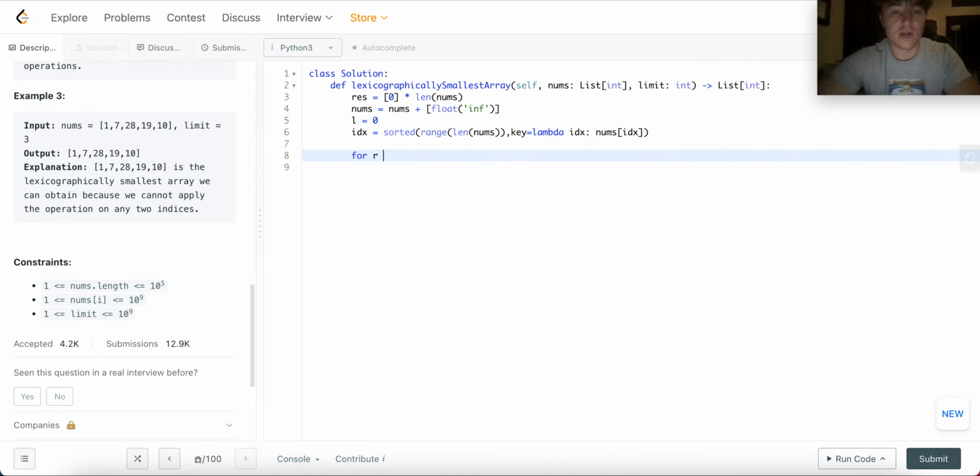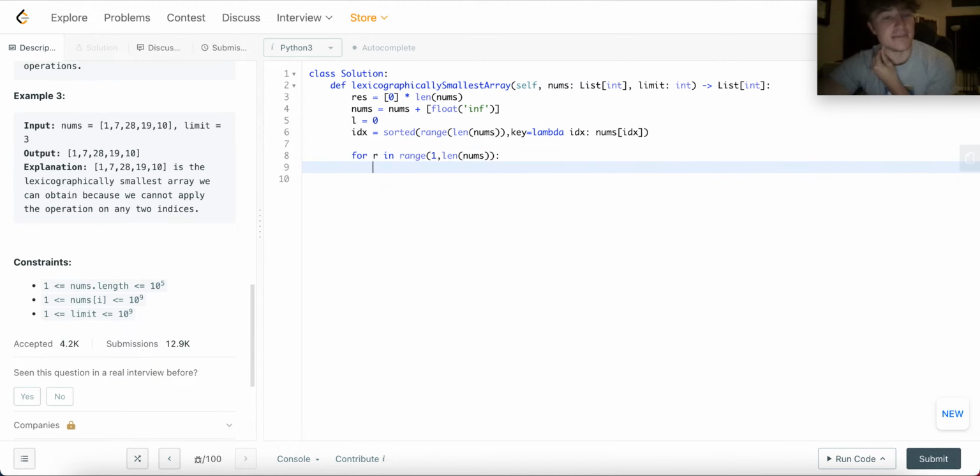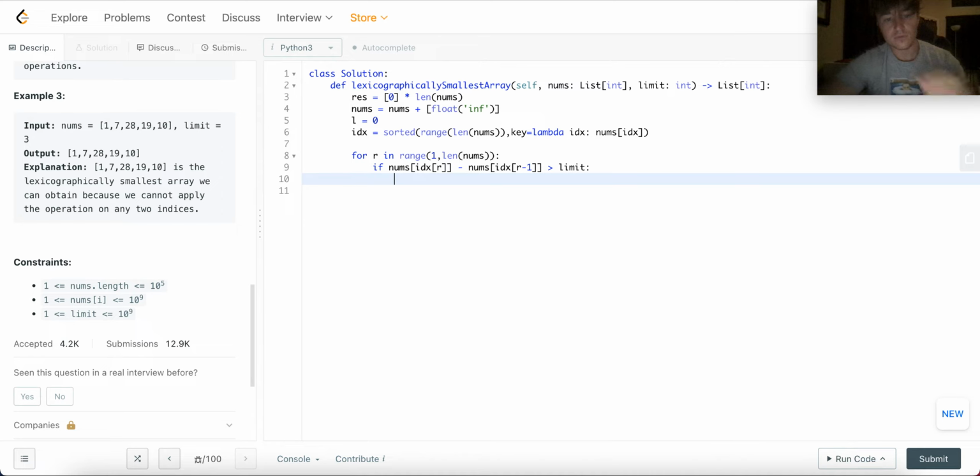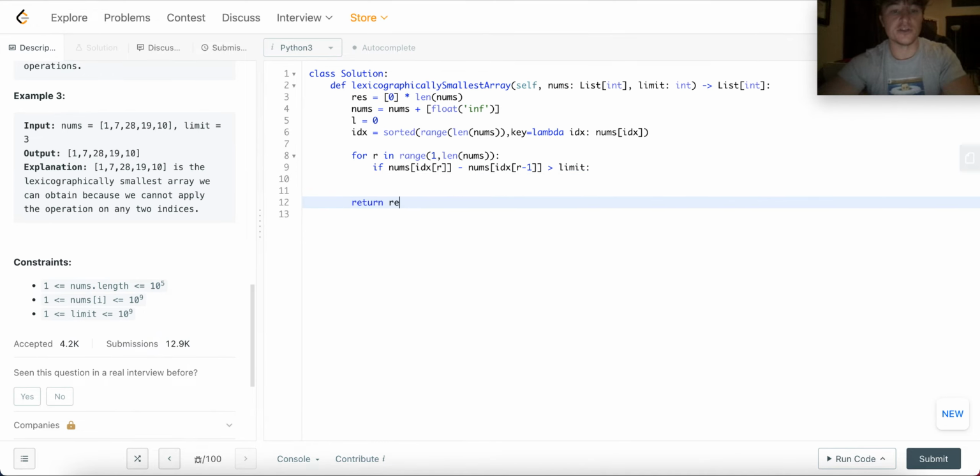We're going to start at the right, and go from range 1, because we know the first element's already in its own set, to the length of nums. Now it's in the same set until we reach the point where they're not within the boundaries. So we're going to say, if nums at index of R, which takes you up that arrow and gets the actual element, minus nums of index of R minus 1 is greater than your limit, then we have a new array we have to paint over. Otherwise we just continue, and at the end we're going to return res. So now we have to paint over.